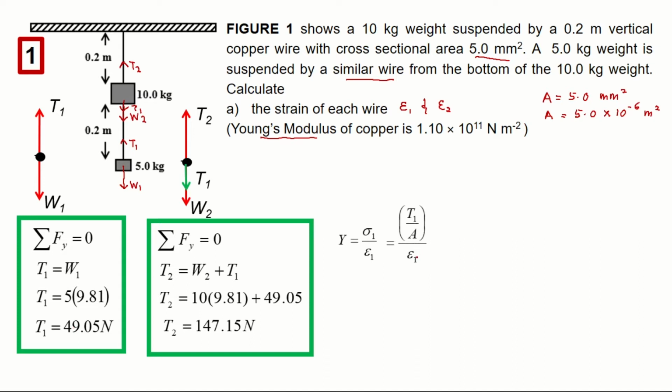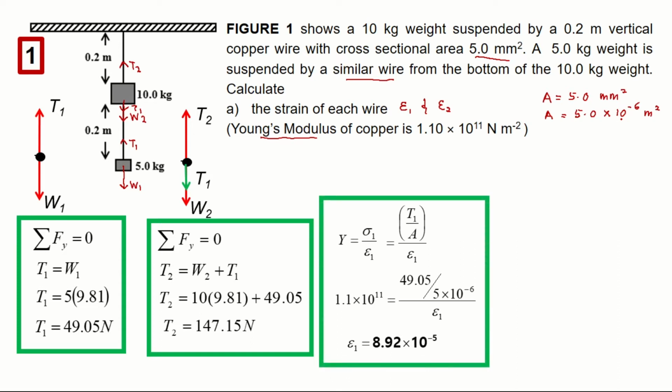divided by epsilon 1. So we can substitute the value. Young modulus given here is 1.10 times 10 power of 11. T1 here is 49.05 Newton. And A is 5 times 10 power of negative 6 meters squared. Substitute the value, so you can determine epsilon 1, the strain for wire 1. So you get the answer here: epsilon 1 equals to 8.92 times 10 power of negative 5.